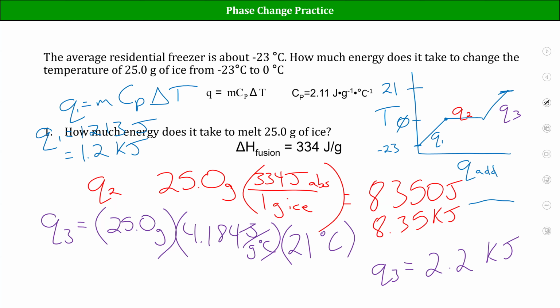Alright, so I believe that this is at least half of your quiz this weekend. It's doing one just like this, except I'm gonna change it so it's not water, and I'm gonna change the temperatures. But I still have to give you the CP numbers, and I still have to give you the heat of fusion. So it's about planning it out, breaking it up into steps you know how to do.